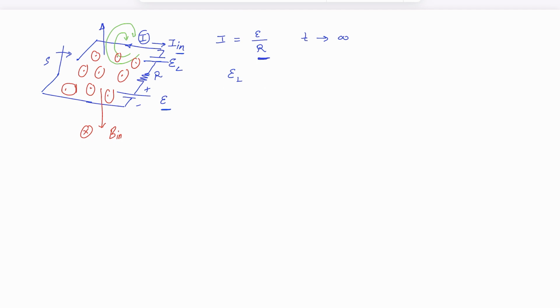Now this effect of having this EMF epsilon L, which is also called back EMF, is called self-induction. Self-induction because, you see, the induced magnetic field and induced magnetic flux and induced current are all because of the current of the loop itself, and that is why it's called self-induction. And the EMF epsilon L is called self-induced EMF.